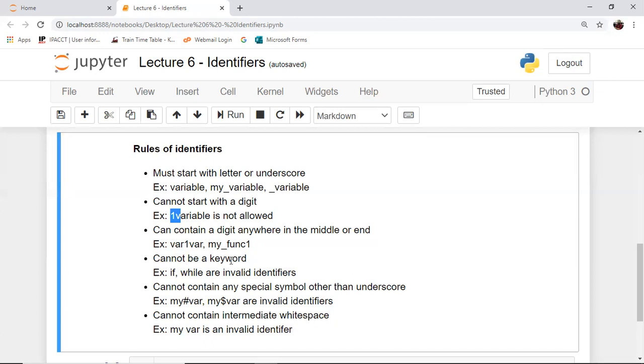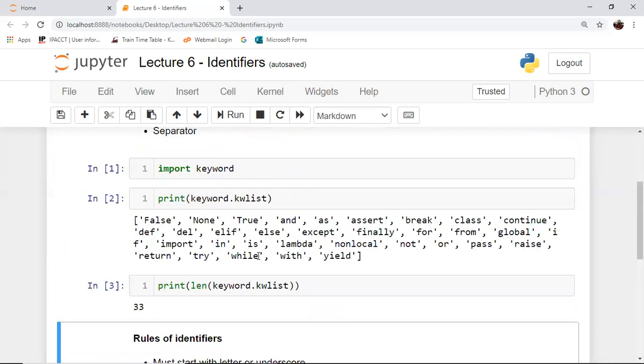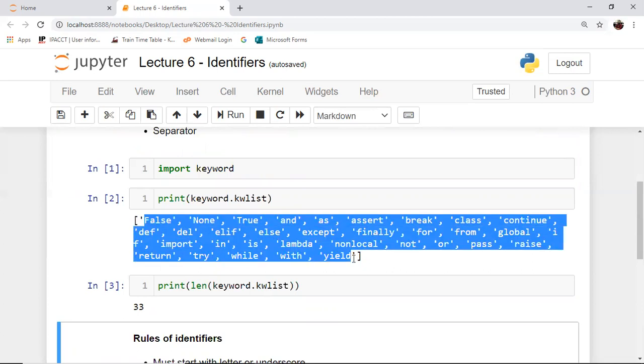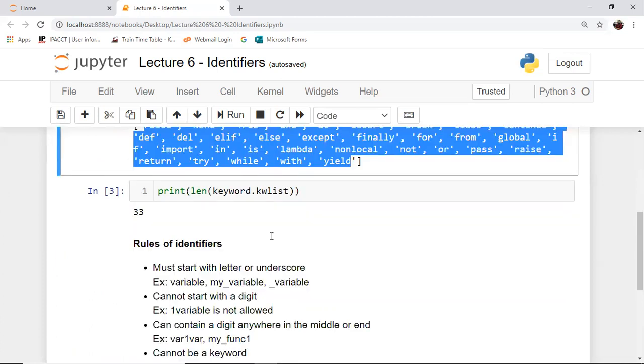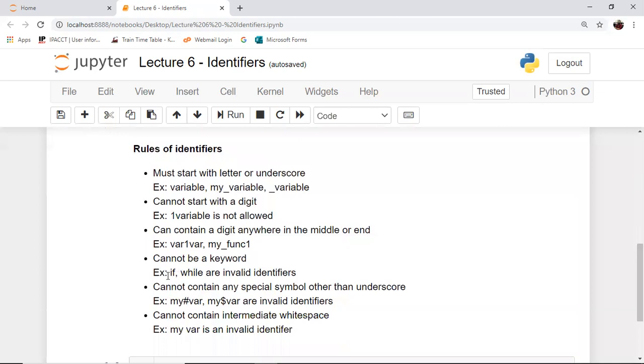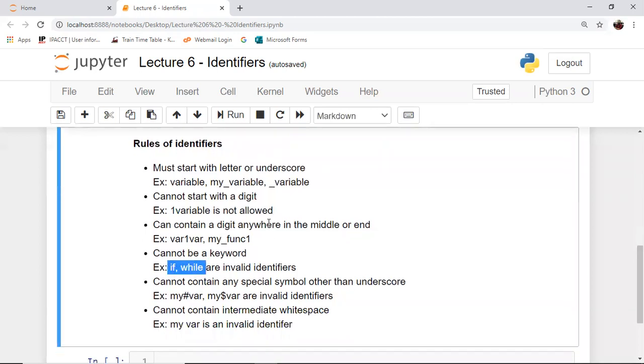Another point to keep in mind is an identifier cannot be a keyword. If you remember from the previous video on keywords, I had enlisted the list of keywords. So we cannot use any of these keywords to frame an identifier. This is another thing that we need to keep in mind. So something like if, while, these are invalid identifiers.